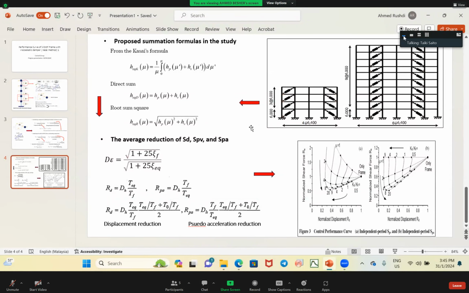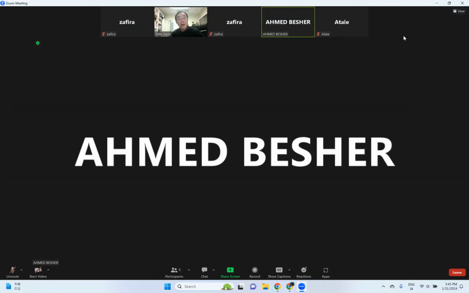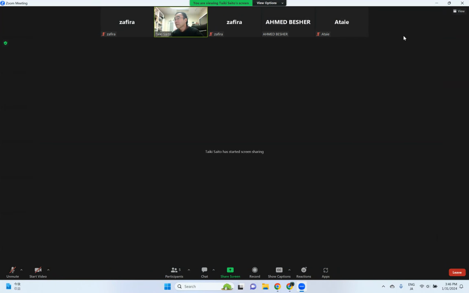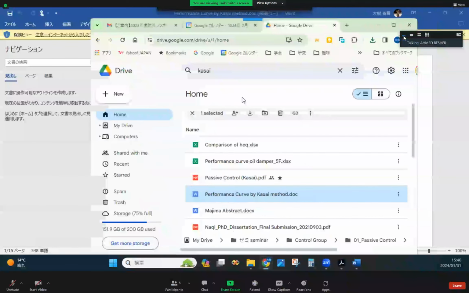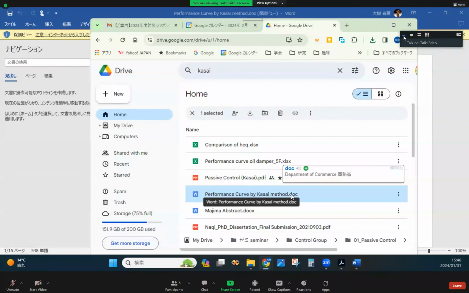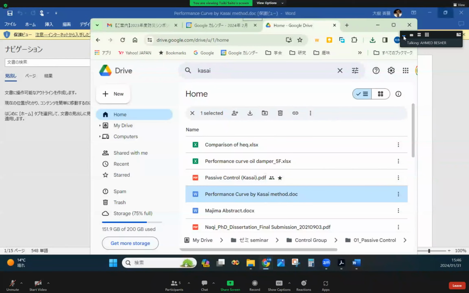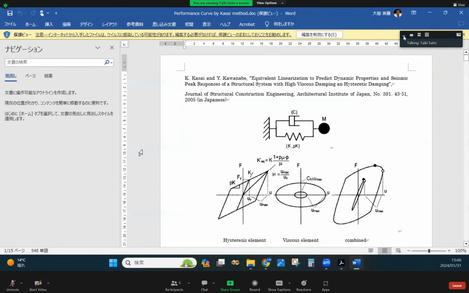Can I share my screen? Yes. Oh, no, it's English. So on Google Drive, you can find the file Performance Curve by Kasai Method. You can search by the keyword Kasai. Yes, this file. And this is the content of the file.